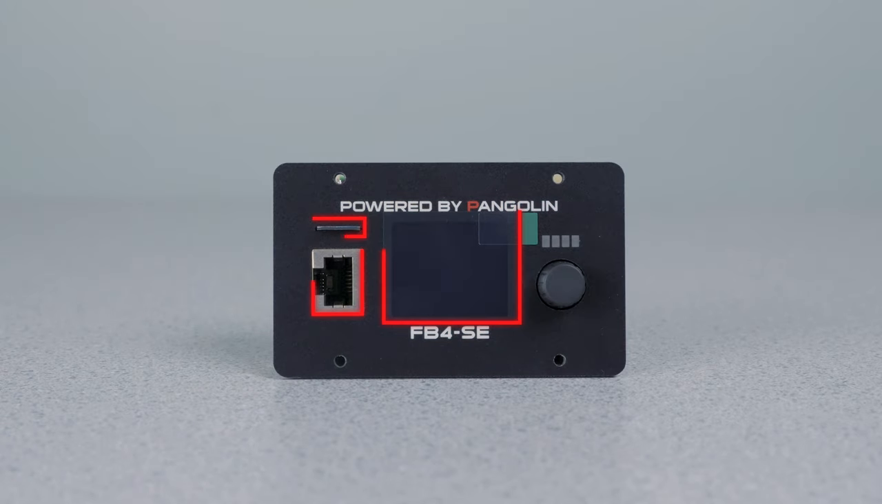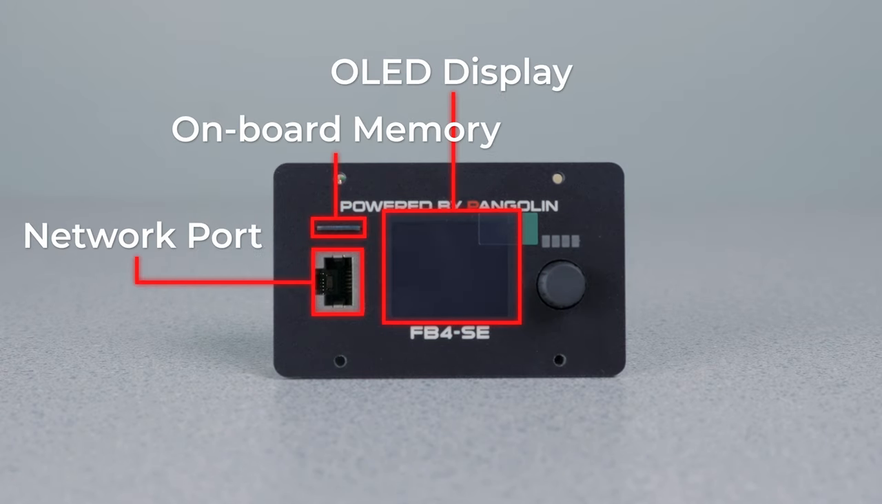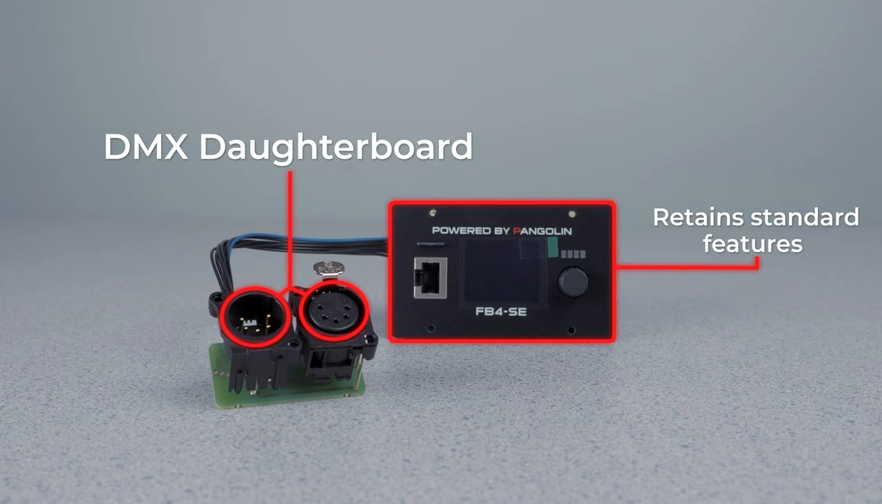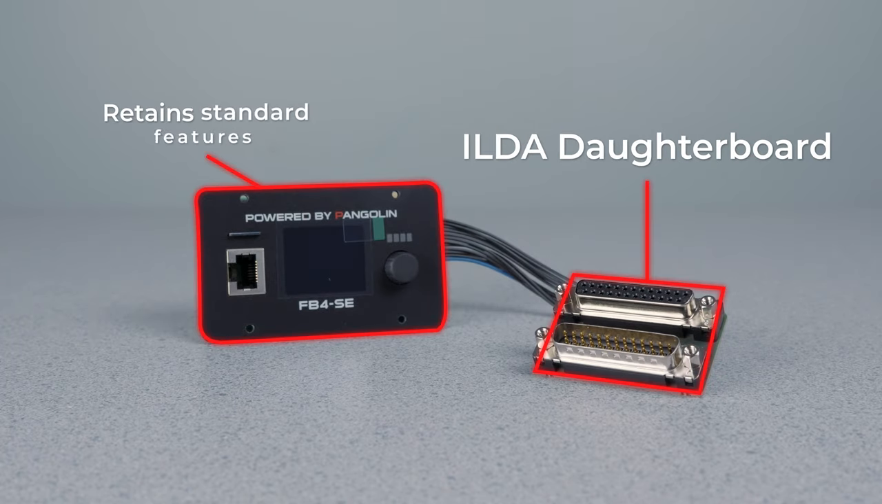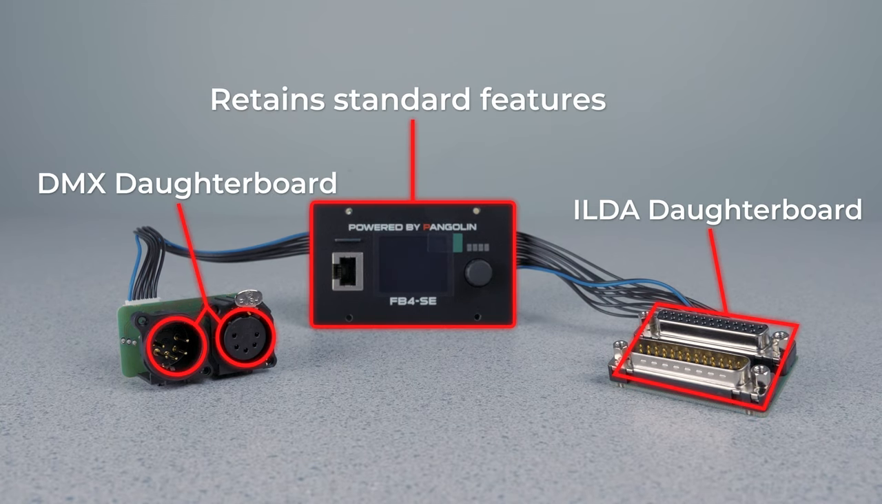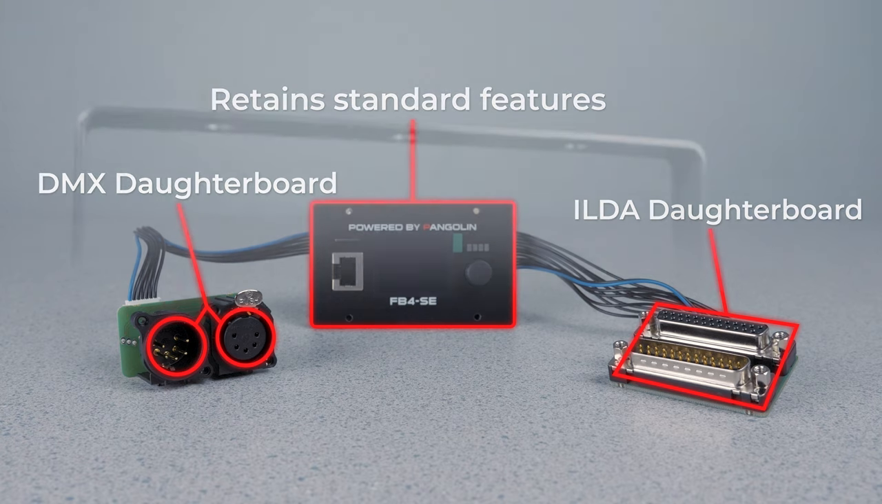FB4 Standard features our FB4 mainboard, a network port, built-in onboard memory, and an OLED display. FB4 DMX retains the same features as Standard, but is included with a DMX daughterboard to allow for DMX in and out. FB4 ILDA also retains the same functions as Standard, but instead of DMX, it's included with an additional ILDA daughterboard for ILDA in and out. Then we have FB4 Max, which combines all versions of FB4 into one, giving you all the features of the standard FB4 with full DMX and ILDA control.